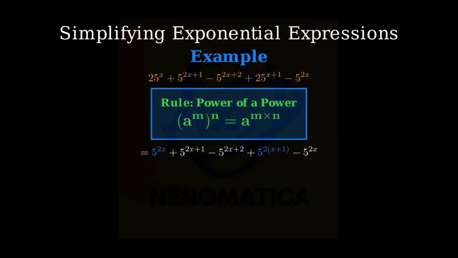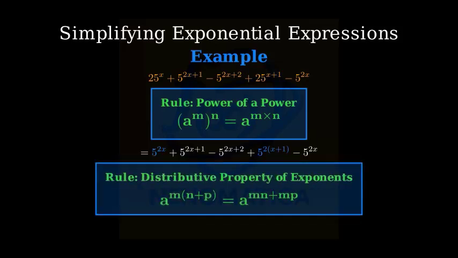Now, let's expand the exponent in the fourth term. Using the property that 5 to the 2 times x plus 1 equals 5 to the 2x plus 2, let's group like terms. We have two terms with 5 to the 2x, one term with 5 to the 2x plus 1, and two terms with 5 to the 2x plus 2. Now let's combine the like terms.